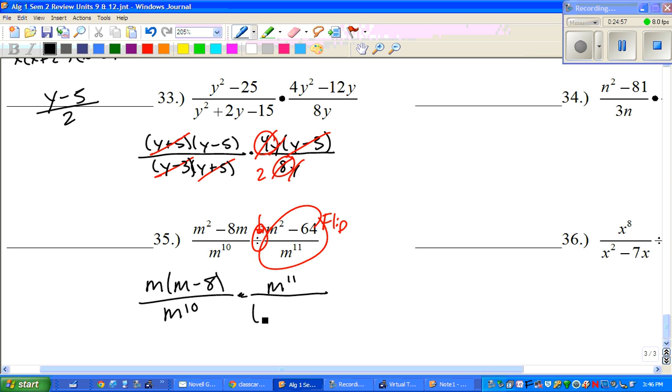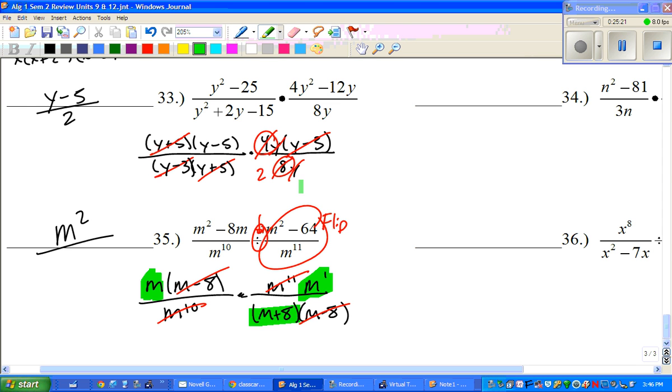Okay? So all I'm going to do is come over here and rewrite everything. And on the bottom we said that was m plus 8, m minus 8. Our m minus 8's cancel. m to the 10th doesn't completely cancel. We're left with m to the 1. So on the top, we've got m and m, which gives us m squared. And on the bottom, we still have the m plus 8. Okay? And that's all we can do for that.